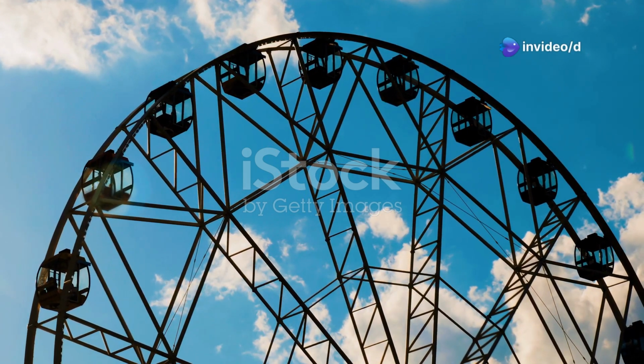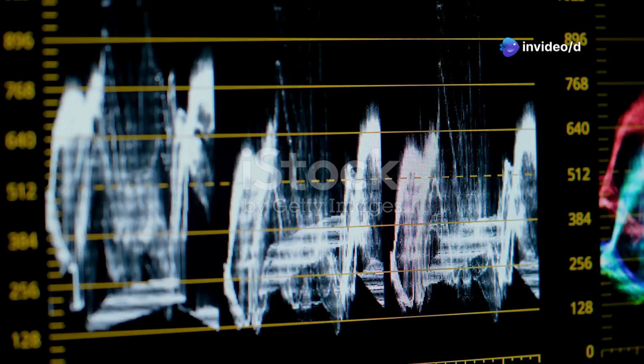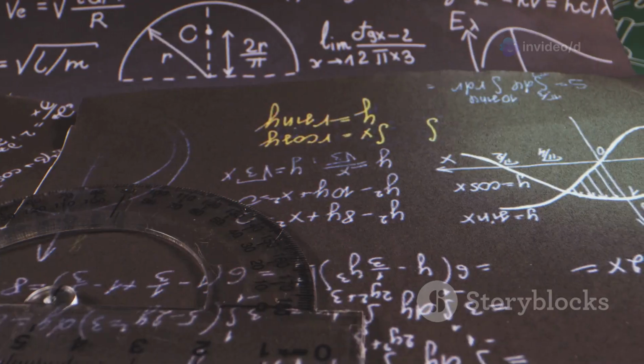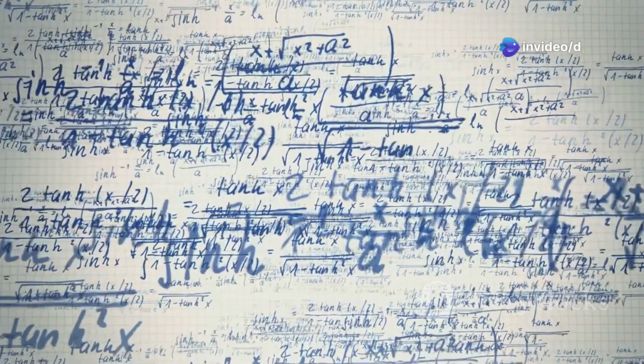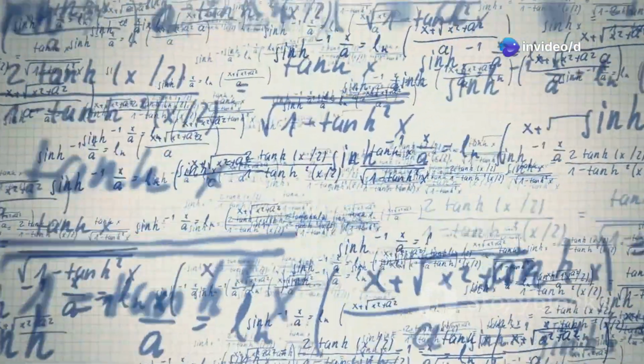Have you ever wondered how Ferris wheels go round and round, or how your voice makes sound waves? It's all thanks to trigonometry. And the best part? We can visualize these patterns with cool things called graphs. These graphs, like magic, unlock the secrets of waves, circles, and so much more.